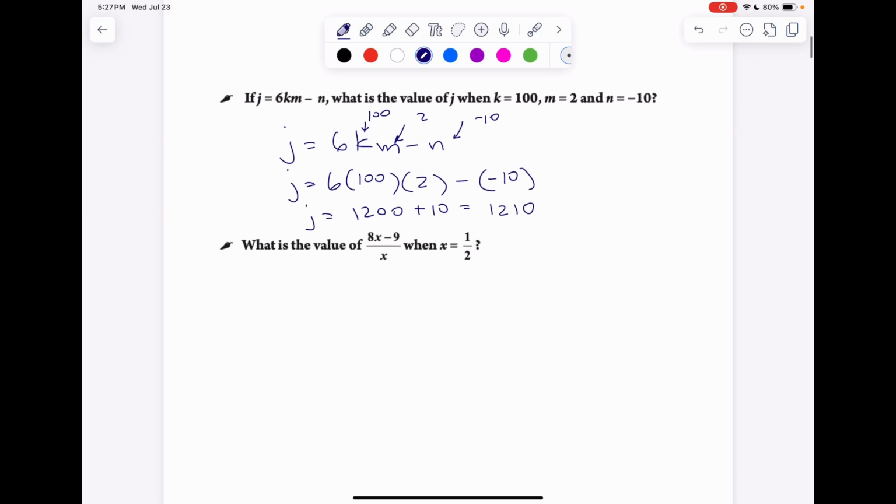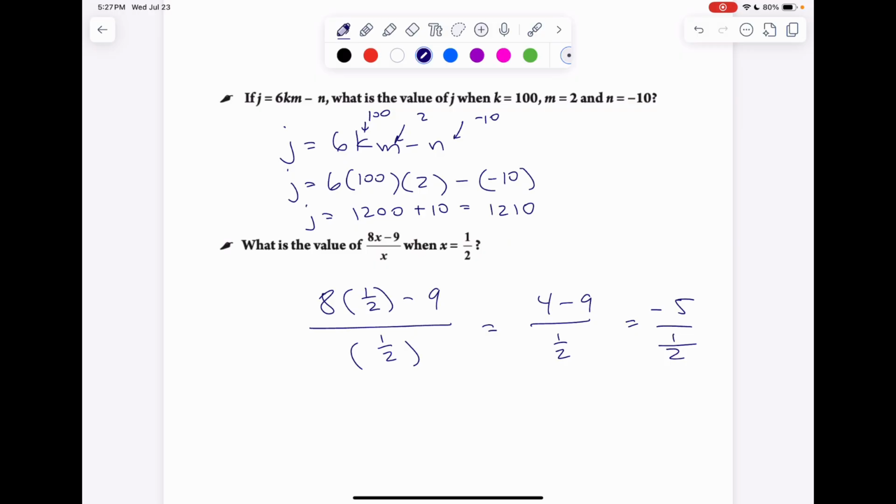Now for this last one, what is the value of 8x minus 9 over x when we make our x 1/2? Well, 1/2 times 8, that's 4. 4 minus 9, that's going to give us negative 5 in our numerator. And we're dividing that by 1/2. Remember, dividing by 1/2 is the same as multiplying by the reciprocal. Well, I'll write it out. Negative 5 divided by 1/2 is the same as negative 5 times 2 over 1, or 2, which gives us negative 10.